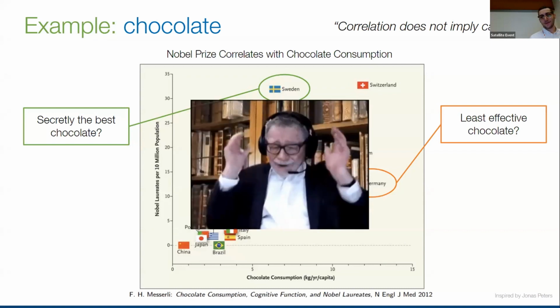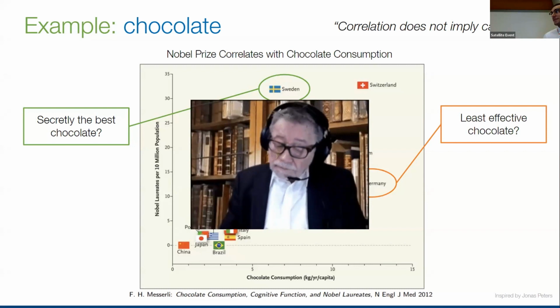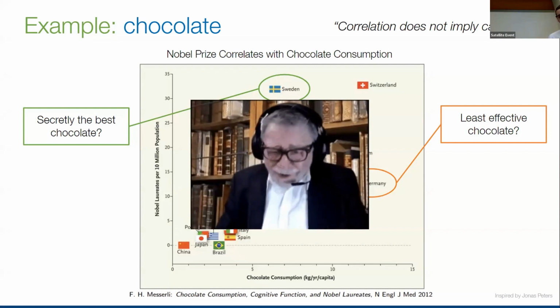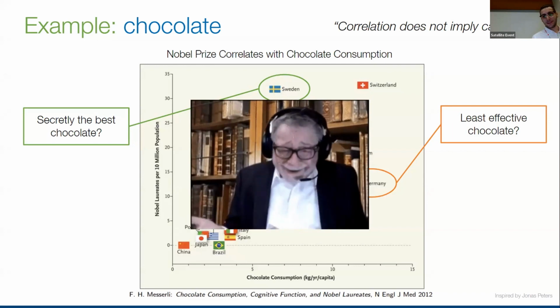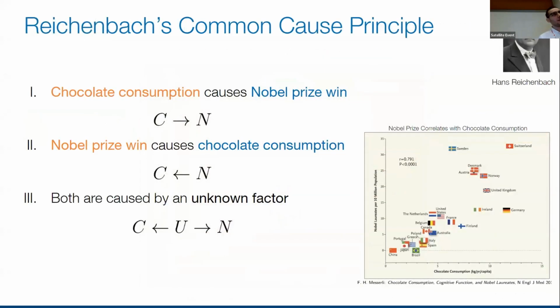So what's really going on here? This is a gif of a disgruntled Judea Pearl. There must be another explanation for this relationship. This segues nicely into Reichenbach's common cause principle, which basically says that we have 3 options. First, chocolate consumption causes you to win the Nobel Prize. Second, when you win the Nobel Prize, for some reason, you start eating more chocolate. Or third, both may be caused by some unknown factor U, which induces some spurious correlation between chocolate consumption and Nobel Prize wins.